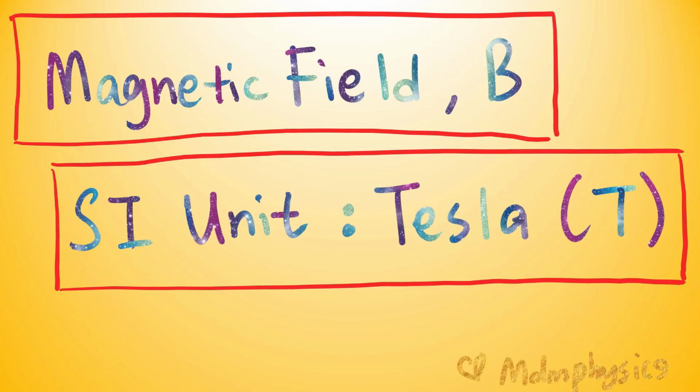Before I end my video, let's talk about the mathematical symbol and SI unit for magnetic field. The symbol for magnetic field is capital B, and the SI unit is the Tesla, and we use capital T as the short form for Tesla.